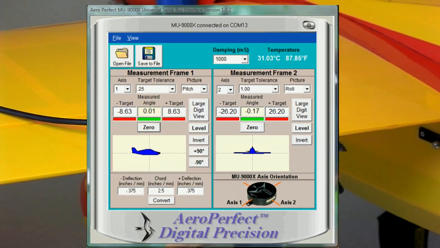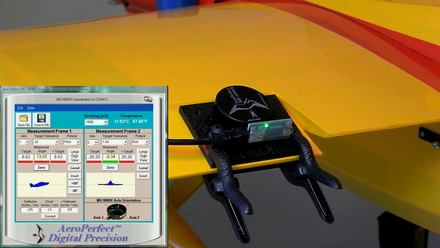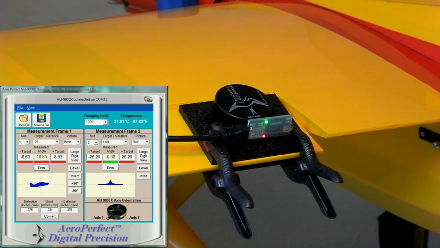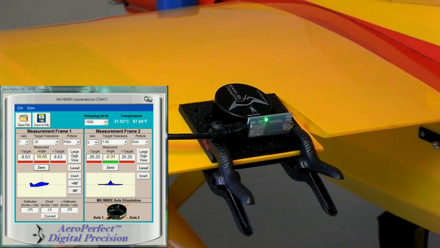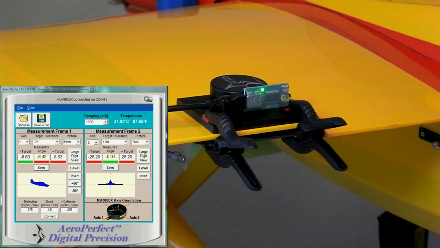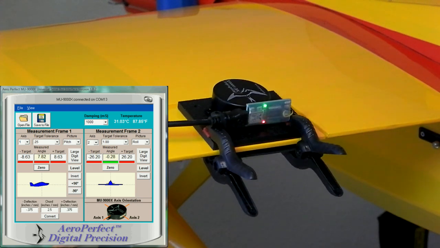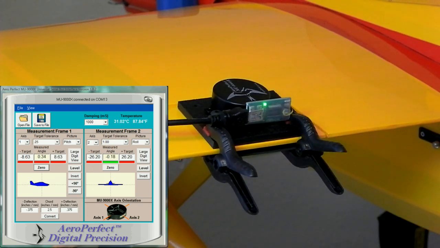We will now set the left aileron low rates by first moving the aileron control stick fully right and changing the dual rate adjustment on the radio until we get plus 8.63 degrees within the chosen target tolerance. We will now check the left aileron deflection in each direction to make sure we've hit the plus and minus target angles by observing the color of the bars under the plus and minus targets. Activating the large digit view is a good way to do this.